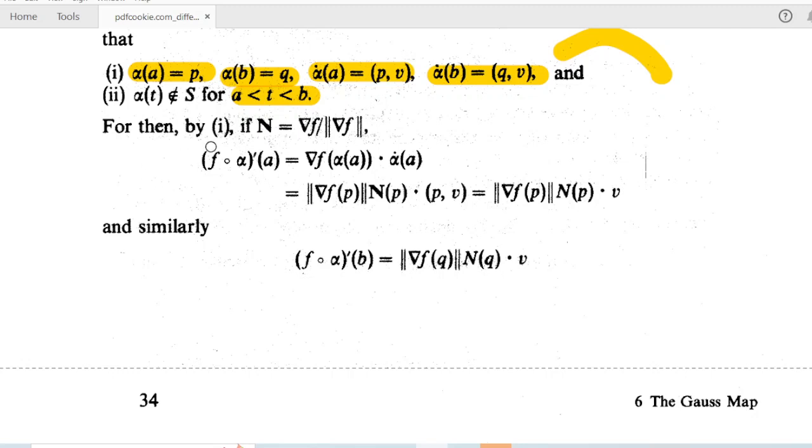Then, by 1, if n bar equals nabla f by the norm of nabla f, by composition, alpha dash of a is equal to nabla f of alpha of a dot alpha dot.